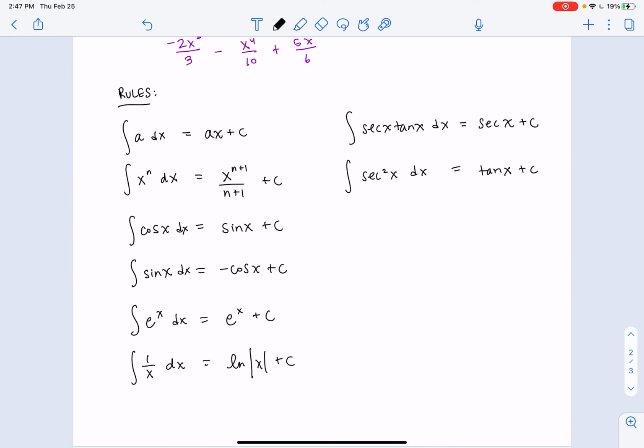And, oh, this is another important one. The integral of 1 over root x dx. That's 2 root x plus c. And the integral of 1 over x squared dx is negative 1 over x plus c. What else?